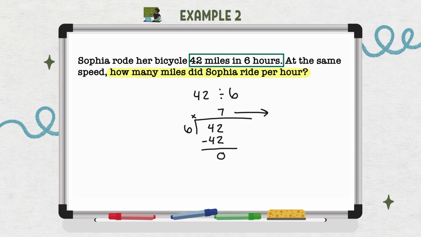So let's just make sure we answer the question correctly. How many miles did Sophia ride per hour? Sophia rode 7 miles per hour. And we're going to abbreviate that as MPH. Be sure to box in your final answer.